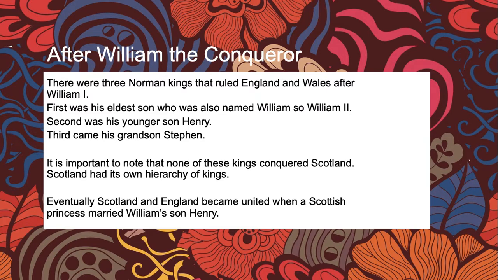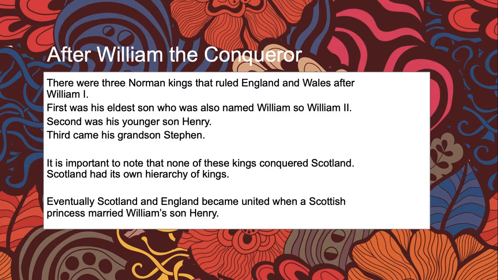So William had 2 sons. His first son was named William as well, and his second son was named Henry. And they both became king at some point. And then one of them had a son named Stephen. I think it was Henry. We're going to say Henry. So Henry had a son named Stephen, who became the 3rd king. It is important to note that none of these kings conquered Scotland.